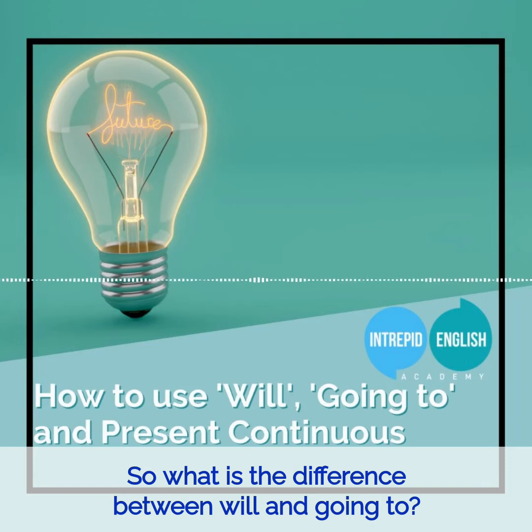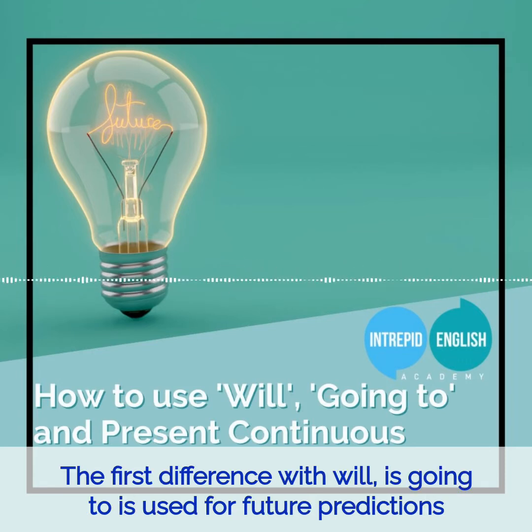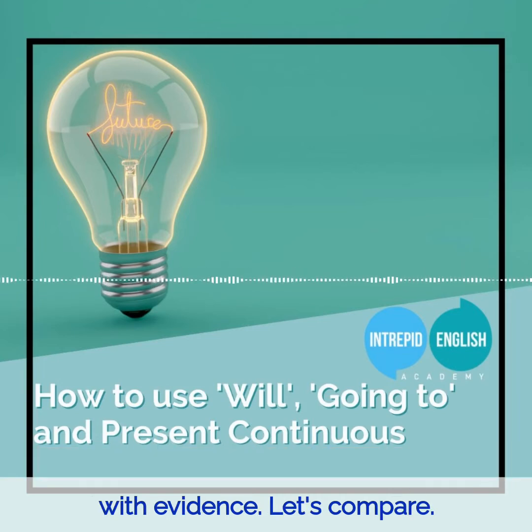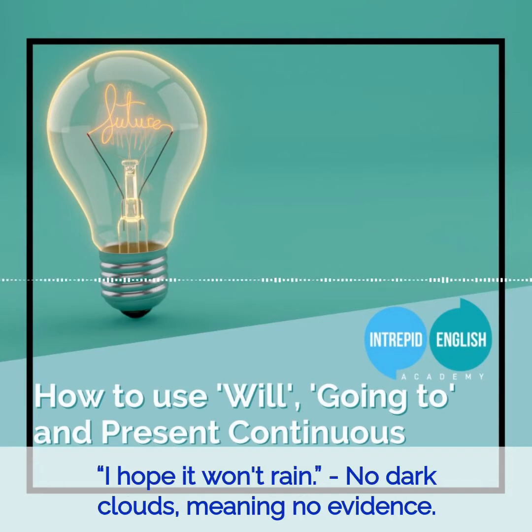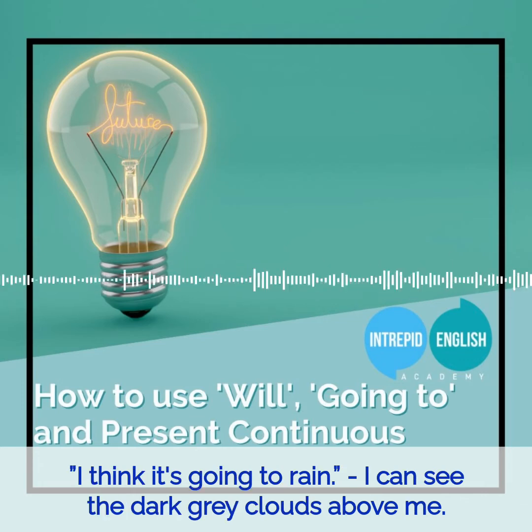So what is the difference between will and going to? The first difference with will is going to is used for future predictions with evidence. Let's compare. I hope it won't rain. No dark clouds, meaning no evidence. I think it's going to rain. I can see the dark gray clouds above me.